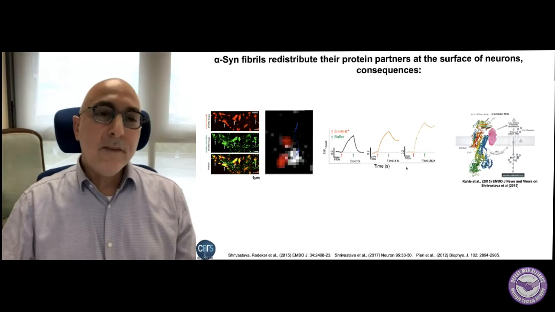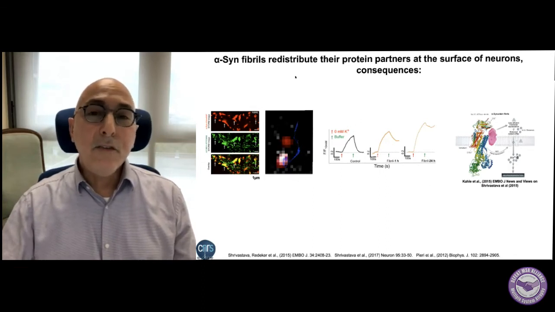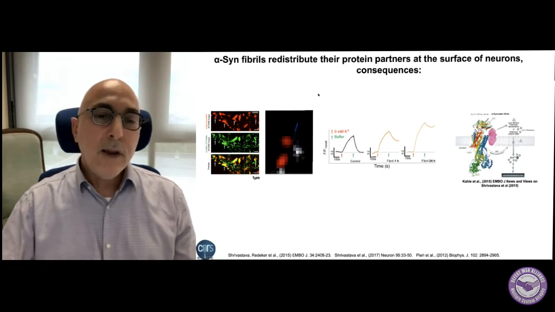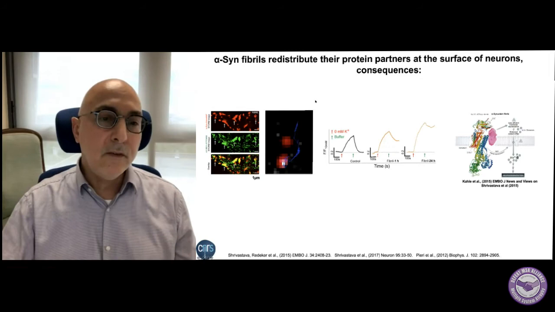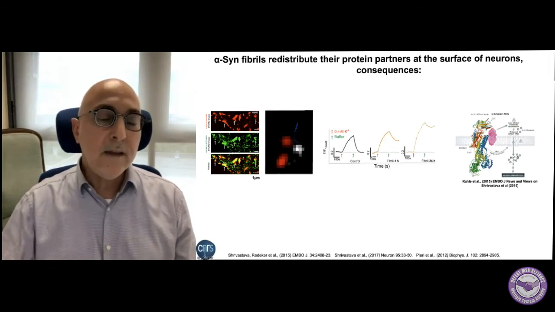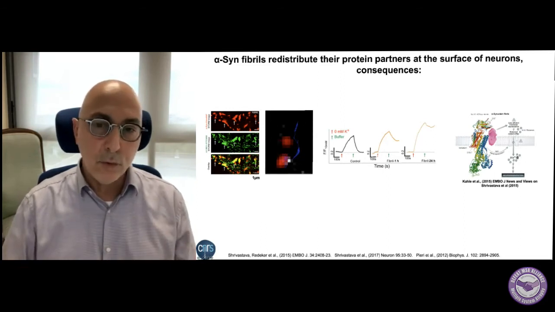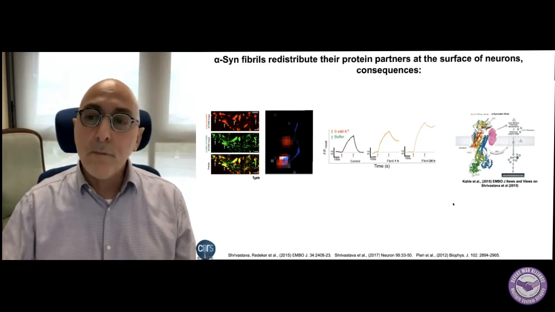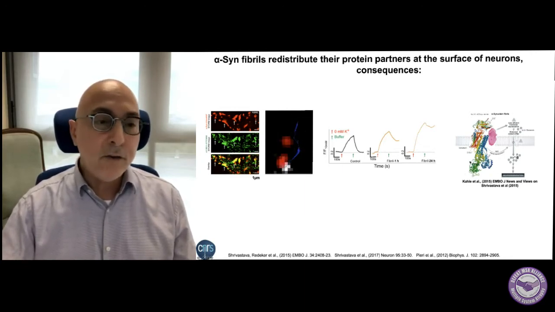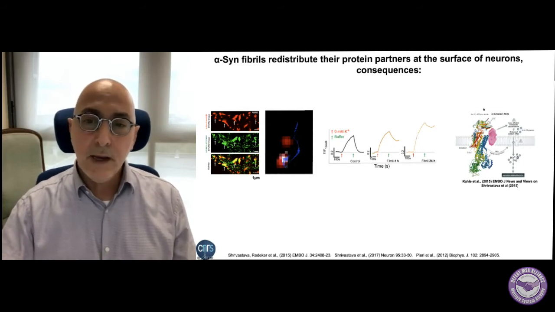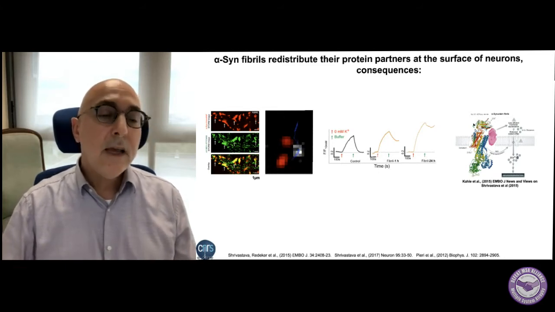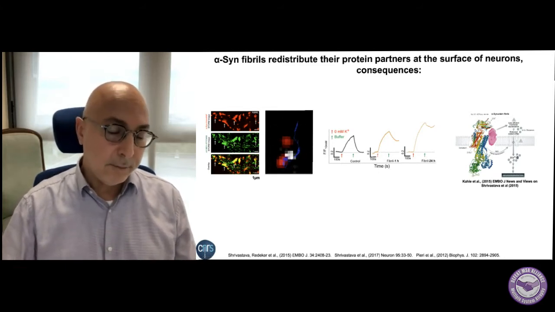The first consequence is the redistribution of important proteins at the surface of the neurons. So let's focus on one of these receptors, and this is the sodium-potassium ATPase. This protein is a very important protein. It is evenly distributed at the surface of the neuron. It is in charge of pumping sodium out of the neuron and establishing a difference of potential between the inside of the neuron and the outside of the neuron. And you may know that this difference of potential is essential for the neuronal influx.